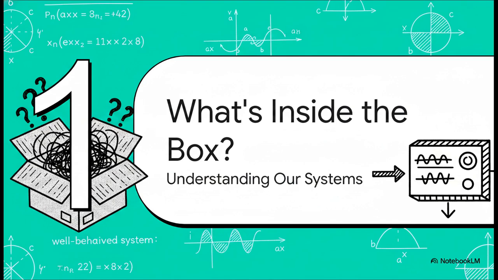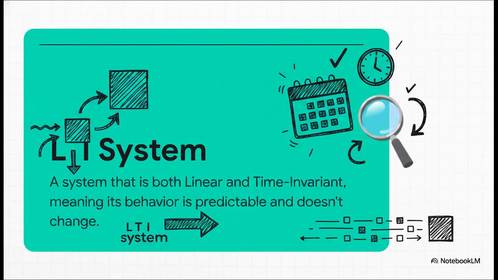Turns out, we can't just predict the behavior of any old system. We have to focus on a special, let's say, well-behaved category. And these special systems are called LTI systems. It stands for Linear and Time-Invariant. Now, linear sounds fancy, but it's really simple. It just means if you double the input, you get double the output. And if you add two inputs together, the output is just their individual results added together. No surprises. And time-invariant is even easier. It means the system's rules don't change. It's going to act the same way today as it will tomorrow. This consistency is absolutely everything.